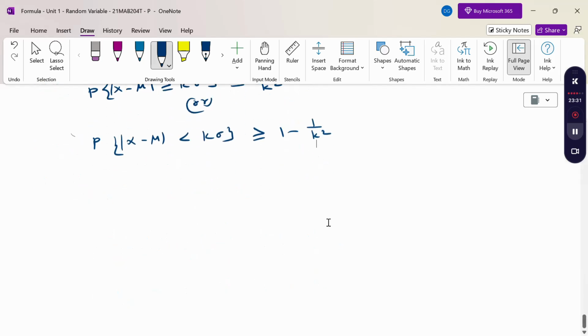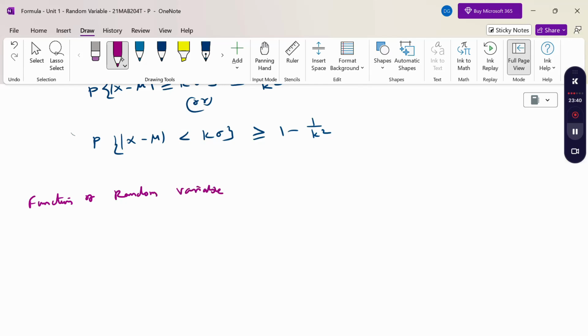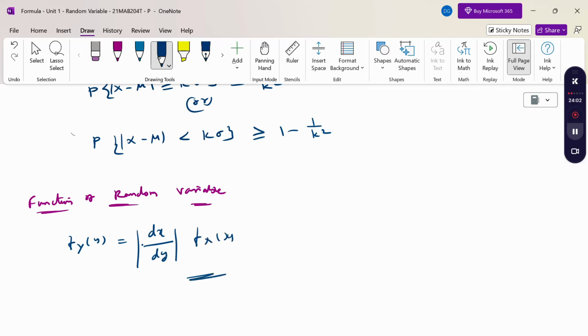And then function of a random variable, the next formula. Function of a random variable for one dimensional: f of y equal to f of x into modulus of dx by dy, that is, modulus of dx by dy times f x of x. So this is the formula for the unit 1 random variable.